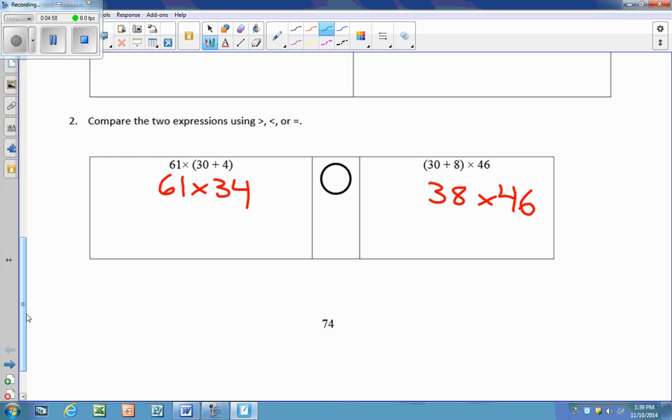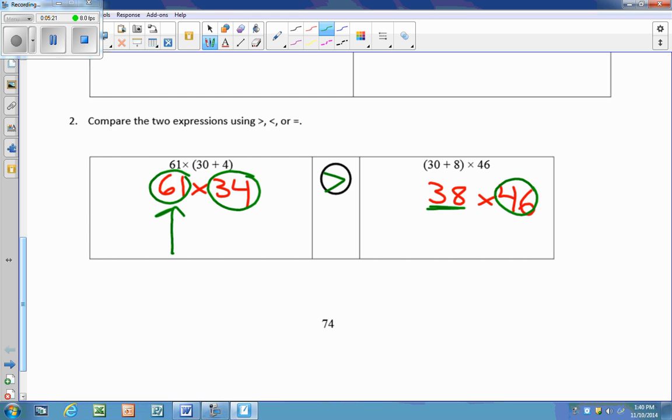But the first thing I should notice is that this number is way larger than this number, and this number is only a little smaller than this number, telling me that since this one has that really large number in there, I'm going to be larger over here.